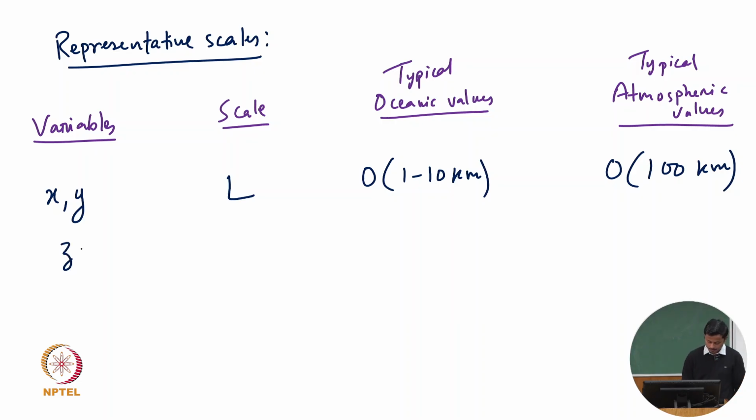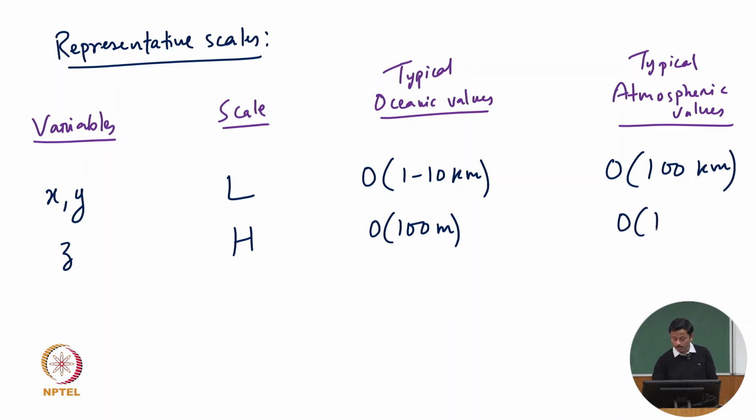The variable z, that is the vertical coordinate, has a representative scale which is denoted by H, and the order of magnitude of the vertical extent of variation of a certain quantity, certain motion, is order 100 meters in the ocean and order 1 kilometer in the atmosphere. So these are representative variations of a certain variable in the ocean and atmosphere. These are very averaged out, typical values, not necessarily values that you always find, but these are the values that we often find.